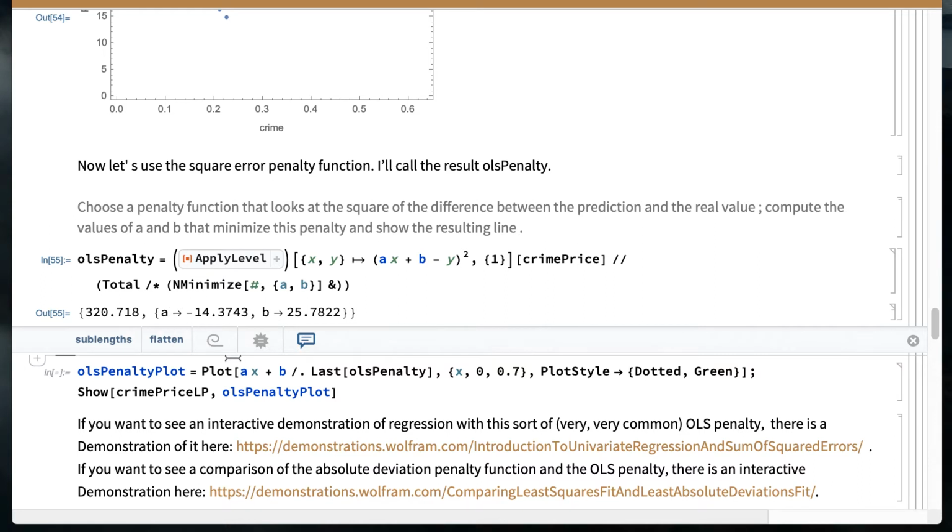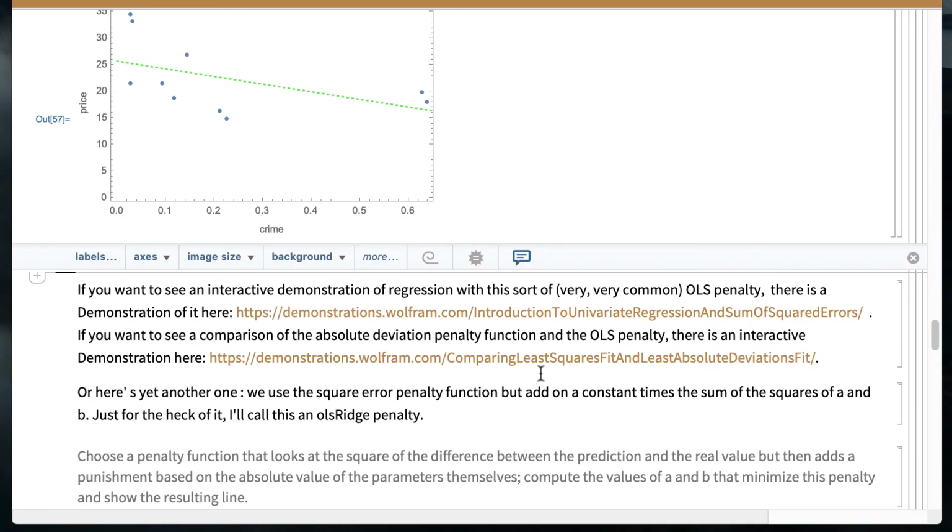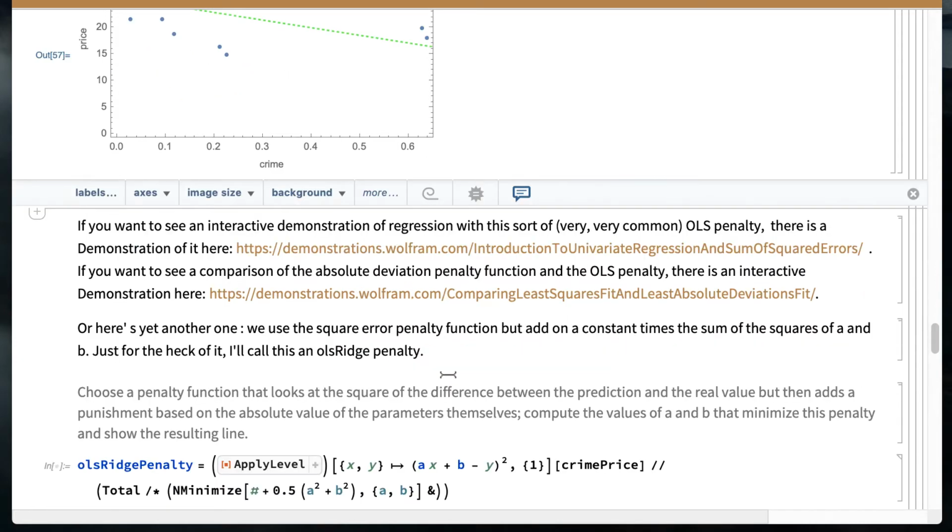And we get more values for A and B. We'll do our same thing. This time we'll plot our best fit in green. There it is. By the way, if you want to see some interactive demonstrations that look at some of these penalties, you can do so here.